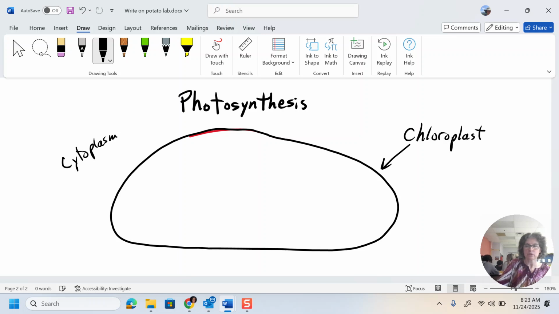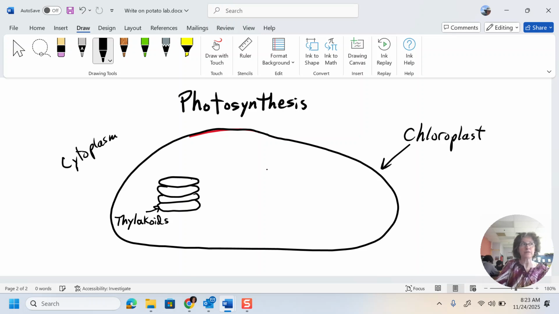And there are two main structures inside that you really need to know. One of them is thylakoids. These thylakoids make stacks that almost look like stacks of pancakes. Some people call them stacks of coins. And out here, there's a bunch of sort of syrupy, enzyme-filled liquid called the stroma, which is the liquid.